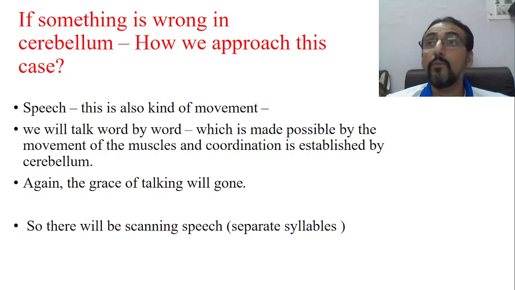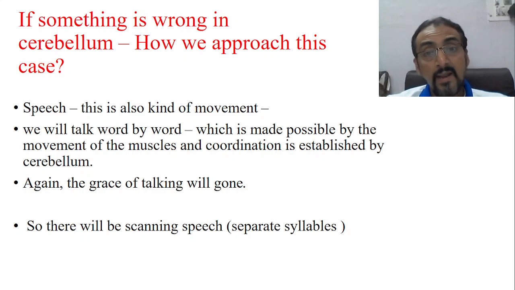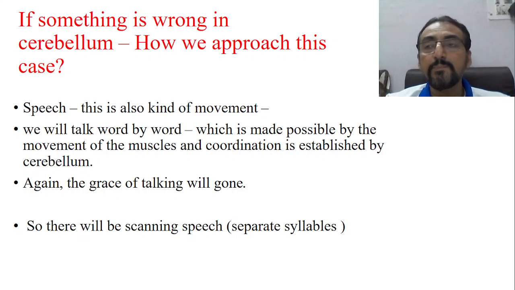So we talk word by word, which is made possible by the movement of the muscles, and coordination is established by the cerebellum. So dysarthria, speech problem, slurring of the speech, or maybe stuttering, or maybe a hot potato like speech. This type of speech problem may also be because of problems related to the cerebellum.